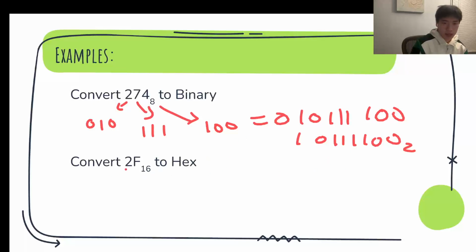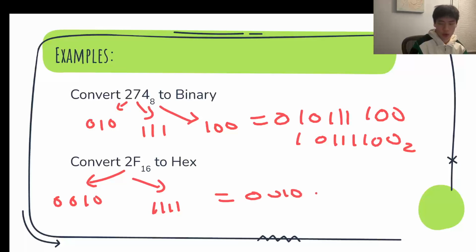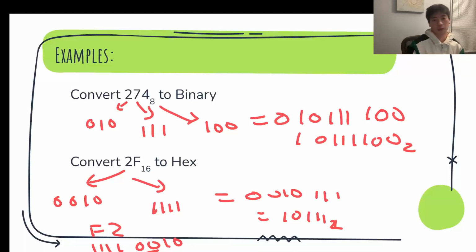Now for hex, it's the same thing, except groups of 4. So 2 is 0, 0, 1, 0. F is 1, 1, 1, 1. And so our final result is 0, 0, 1, 0, 1, 1, 1, 1, which is equal to 1, 0, 1, 1, 1, 1 base 2. So if this was like F2, for example, we would have 1, 1, 1, 1, 0, 0, 1, 0. And that's when these 2 zeros actually start to make a difference.